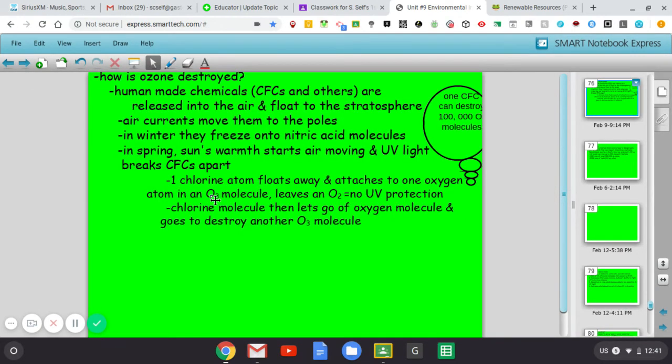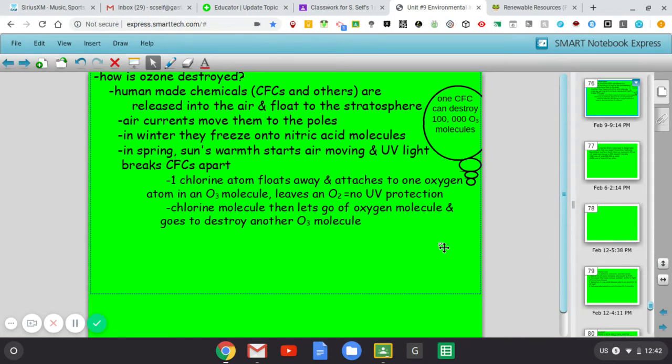Okay, so how the ozone layer gets destroyed. Basically, if you think about a CFC molecule, it says one CFC molecule can destroy 100,000 ozone molecules. So just one CFC can destroy 100,000 ozone molecules.